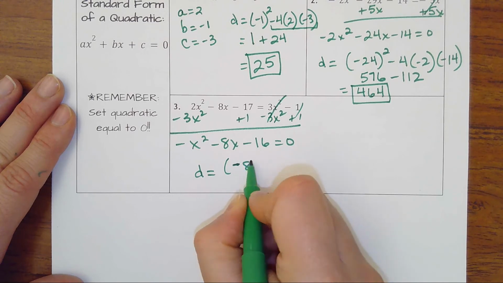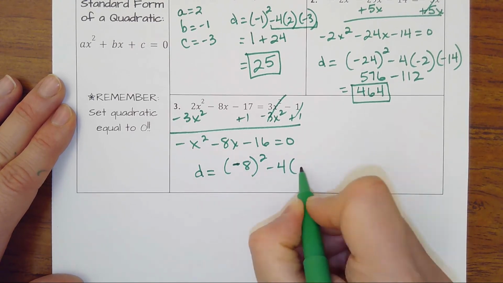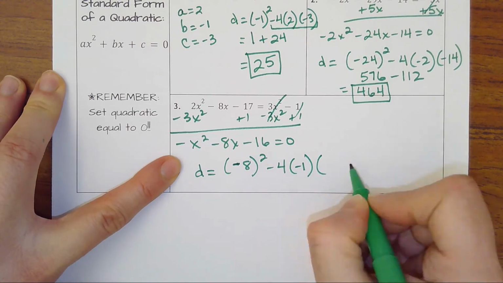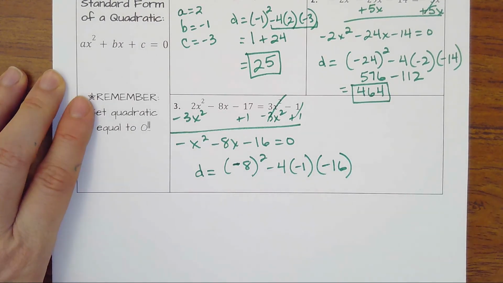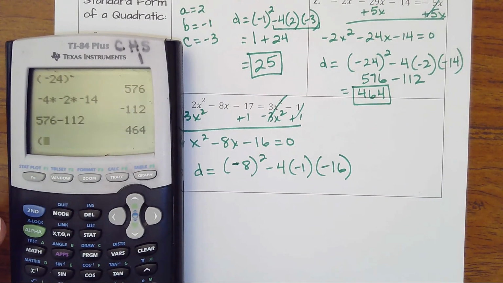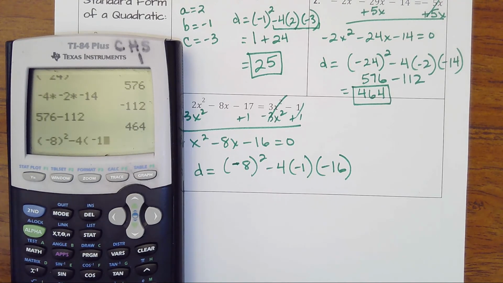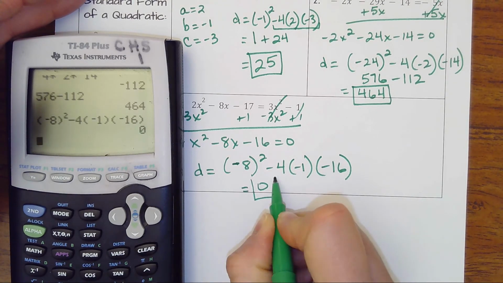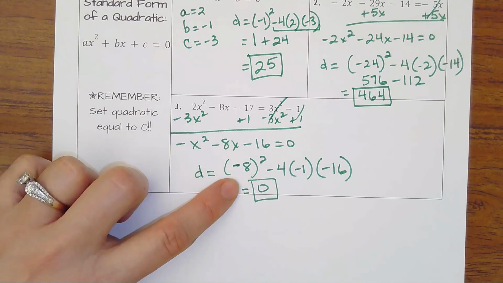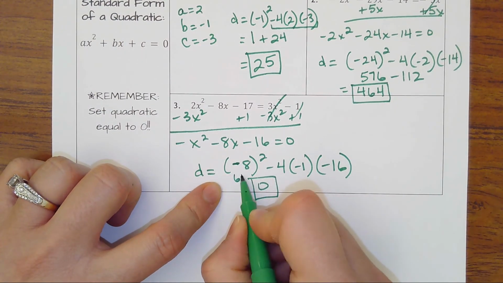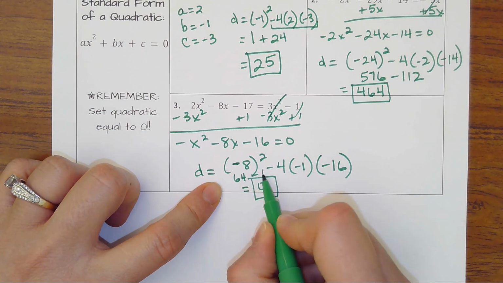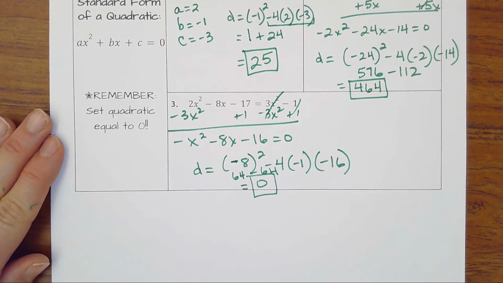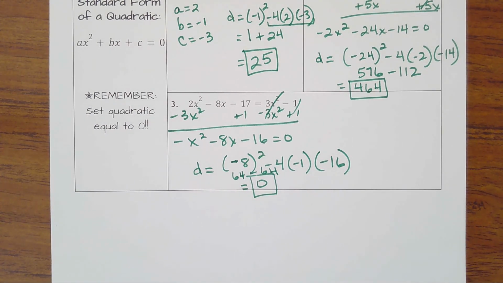B squared minus 4 times my a is -1 times my c is -16. And yes, you can put that all in on your calculator at once. Zero. Sometimes that happens too, because this is actually 64, and this turns out being -64. That will mean something to us in the future.